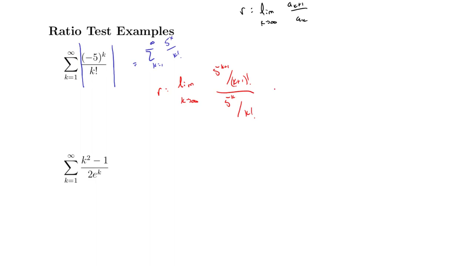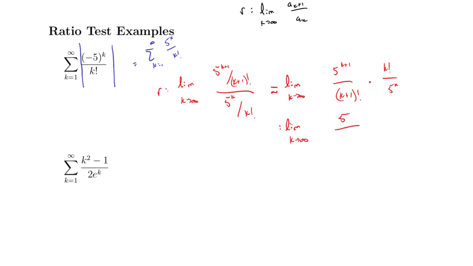Division like this looks really nasty, so I'm going to write this as a limit as k goes to infinity of 5 to the k plus 1 over k plus 1 factorial times k factorial over 5 to the k. And now we can start taking advantage of those cancellation properties, right? 5 to the k plus 1 over 5 to the k, that's really just 5 in the numerator.